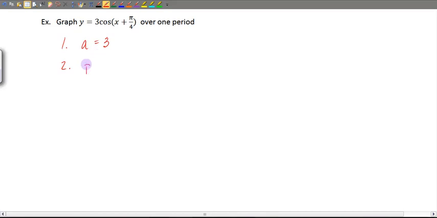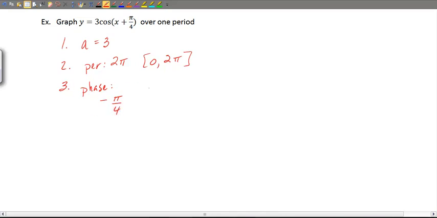The second thing I want to look at is the period. The period of this function would still be 2 pi because I know cosine is 2 pi and I know b is 1 in this case. So if the period is 2 pi, then I'm looking at an interval between 0 and 2 pi. I also know that I have a phase shift because I have a number being added inside of the parentheses. So I have a phase shift, which is going to do the opposite. In other words, it's going to subtract pi over 4.